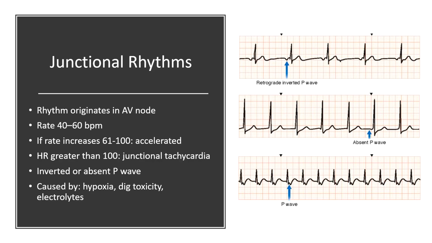So switching a little bit now, we have junctional rhythms. This is where it originates in the AV node instead of the SA node, and we wanted it to start in the SA node. So junctional rhythms tend to be slower, so rate 40 to 60, although there is accelerated junctional. And then there is junctional tach. So we either have absent P waves or we have inverted P waves, and this can be caused by dig toxicity, electrolyte imbalances, and then hypoxia too.